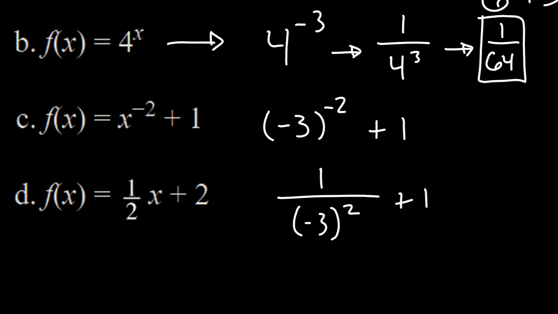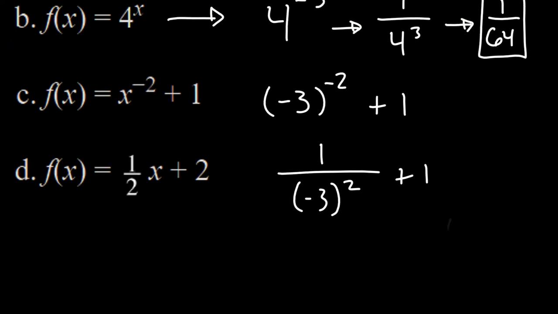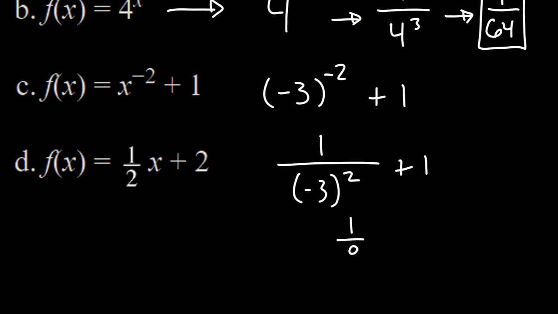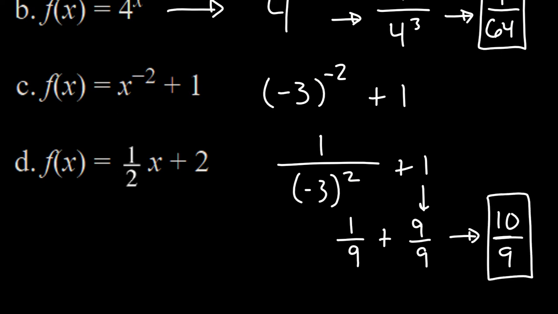I'm squaring negative 3 here, so I'm going to have 1 over negative 3 times negative 3, which is 1/9. And I'm going to turn the number 1 into 9/9. So you can see I've got a 9th, and I'm adding 1 more to it, which is 9/9, and I get the answer 10/9. You could write 1 and 1/9, but really this is the preferred answer. I have 10/9. So for C, when negative 3 is the input into that function, the output is positive 10/9.